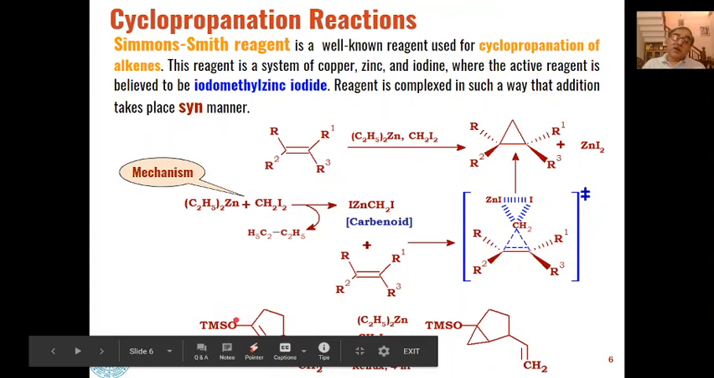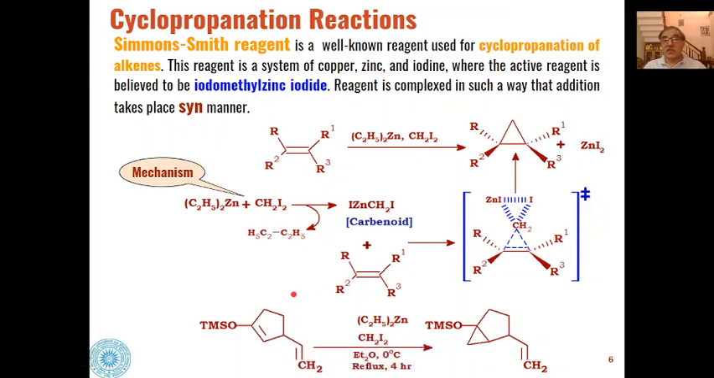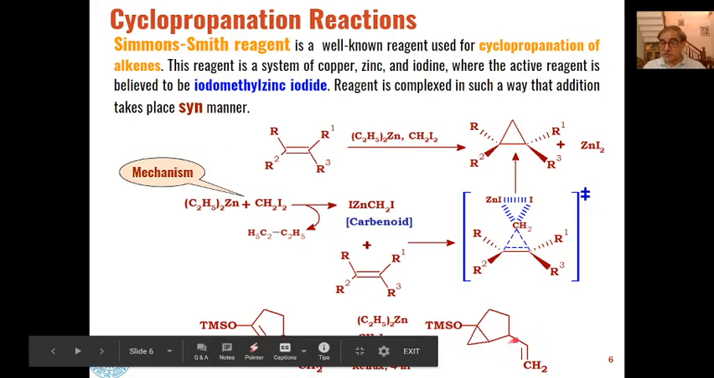And also, if we have an ortho hydroxyl group or any other group containing oxygen, that carbon-carbon double bond is preferred by such reagents for cyclopropanation, whereas the terminal carbon-carbon double bond will not be affected. So we can say that such cyclopropanation is a selective cyclopropanation reaction, because these other double bonds are not affected by this reagent.